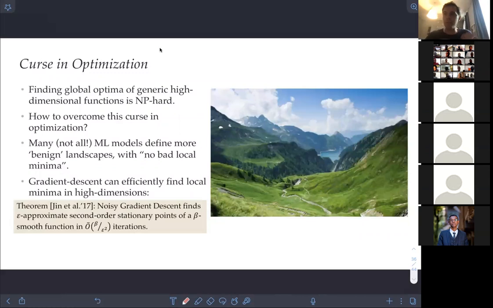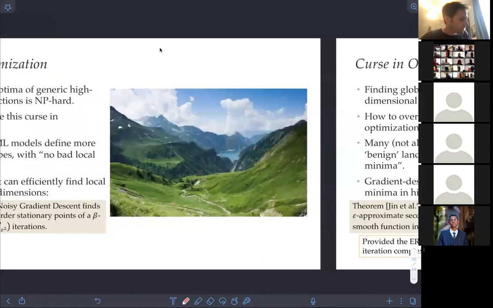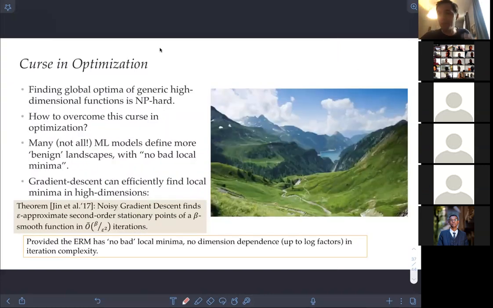And the dimension can be a million, a billion, a trillion. This doesn't change, which means that this algorithm is in fact so pervasive and so versatile in high dimensions because of this property. Of course, this comes with a big if.